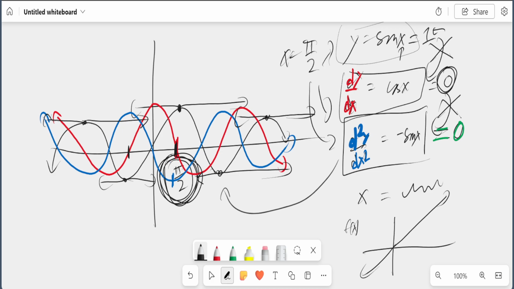Okay. And also critical numbers, other than finding the minimum and maximum, what is the point of it? I can get to that.